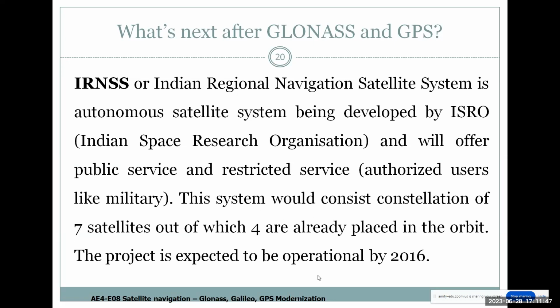But India has also developed its own satellite system. It is called the IRNSS, or the Indian Regional Navigation Satellite System, and this system consists of 7 satellites, out of which 4 are already placed into orbit, and the project was expected to be in operation by 2016, and it is currently working.